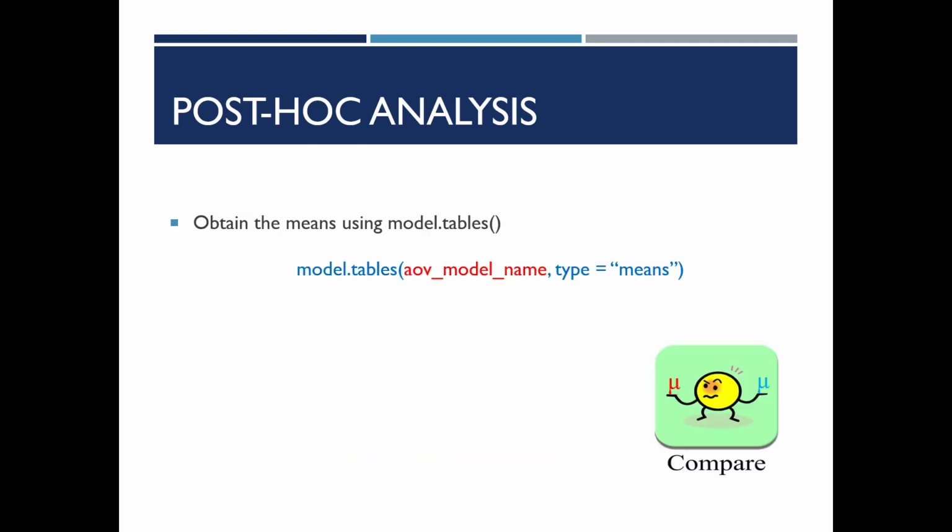Now, in order to better understand the means that you're comparing, you would also most likely want to run the model.tables function. That will give you a very nice overview of all the means that you're looking at with your factorial design. So model.tables, and then you would mention the aov model name, fill in the rest, and you can run that. We'll take a look at that entire process in RStudio.